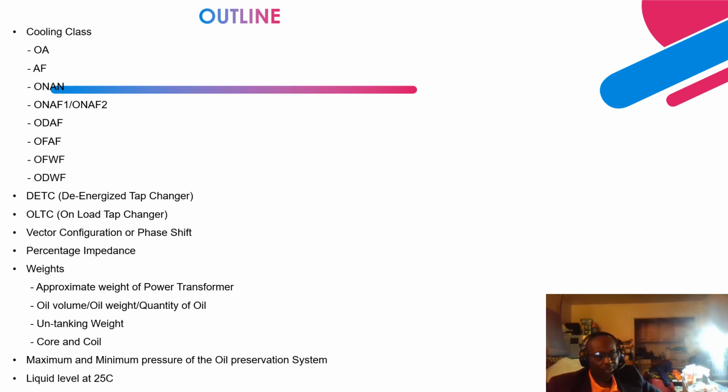Next is the percentage impedance. The percentage impedance is basically the factory acceptance testing result, not the design. That is what you see on the transformer, and the impedance is measuring the leakage flux that flows through open areas in the active areas of the transformer. Next is the weight. You see the approximate weight of the power transformer. That is the total weight.